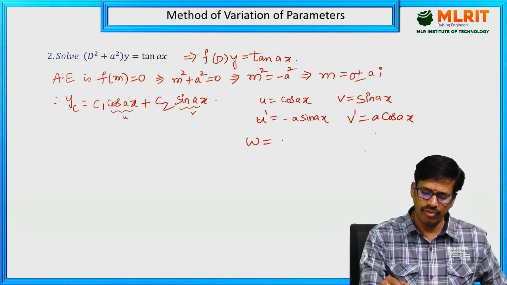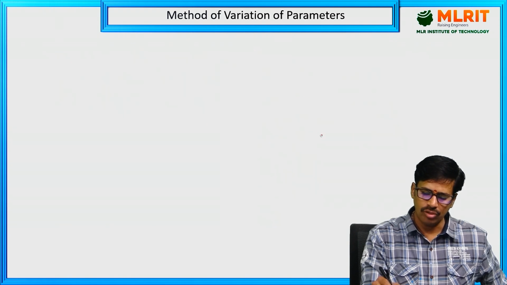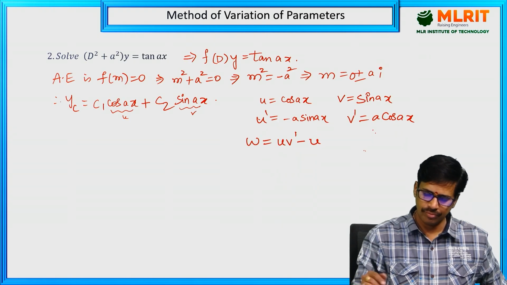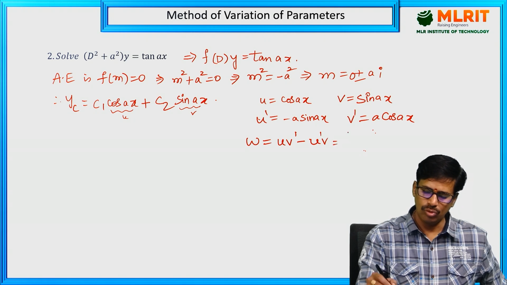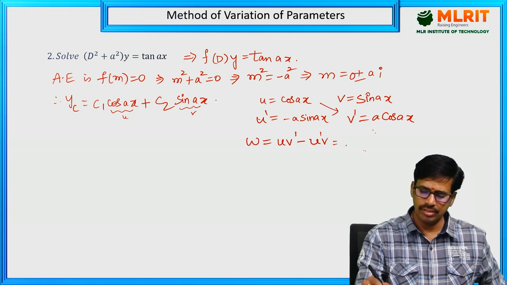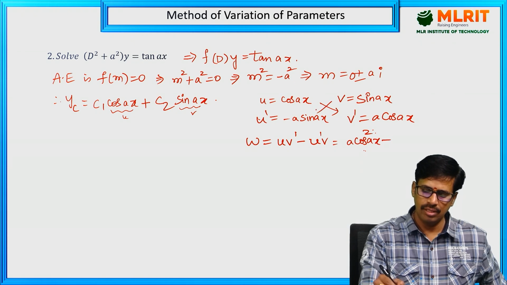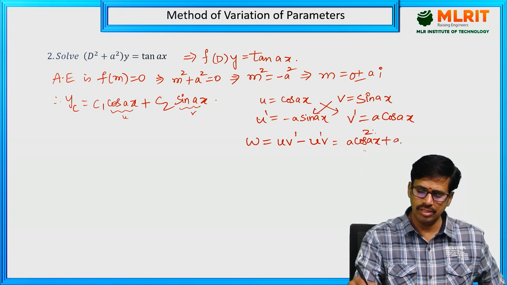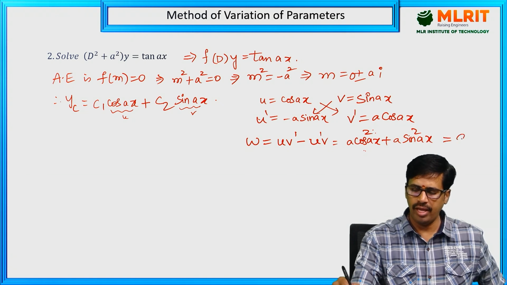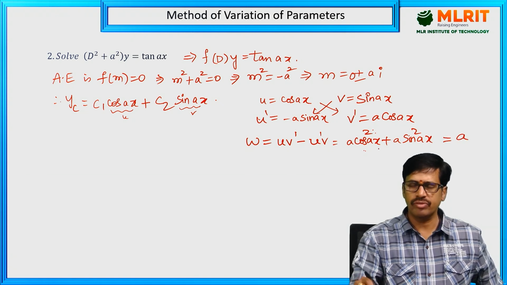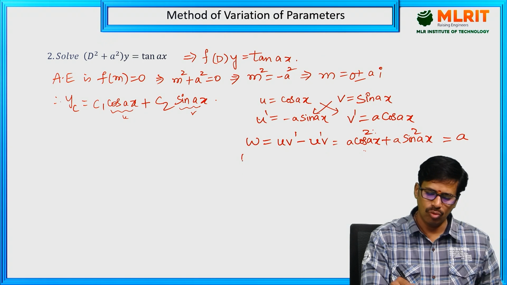So let us find the Wronskian, which is given by u v dash minus v u dash. So cos ax into a cos ax, that is a cos square ax, minus v into u dash, that is a sin square ax. So if you take a common, we get cos square ax plus sin square ax is 1. So Wronskian value is a.